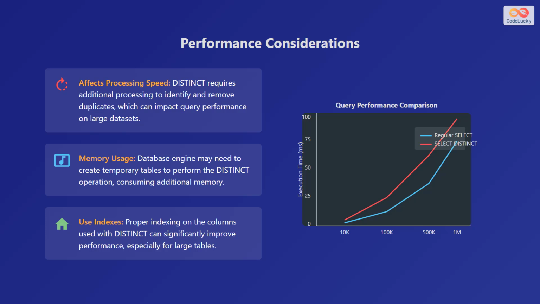To improve performance, using proper indexing on the columns used with distinct can significantly improve performance, especially for large tables. It is advisable to consider execution time in milliseconds against number of rows with and without distinct to determine the correct usage.